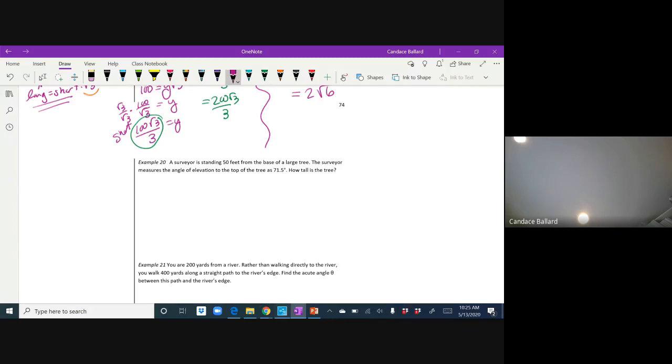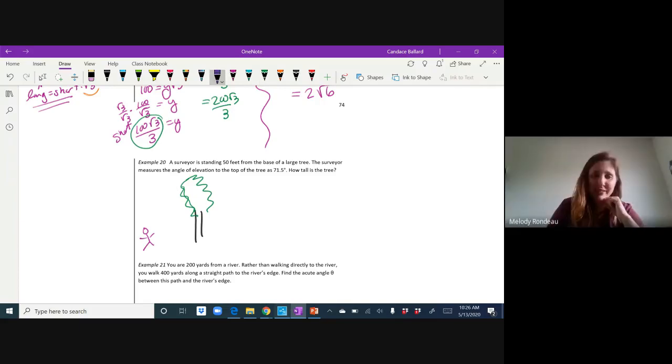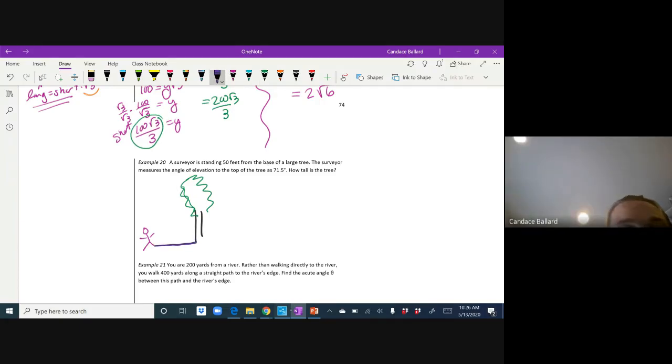How tall is the tree? Okay, so we need a surveyor. There we go. And we need a tree. Oh, I don't have brown, but I have black. So we'll use black for the trunk, and we'll make it even pretty now that I have pretty colors. All right. Hashtag not boring. Not boring. Not yet, at least.